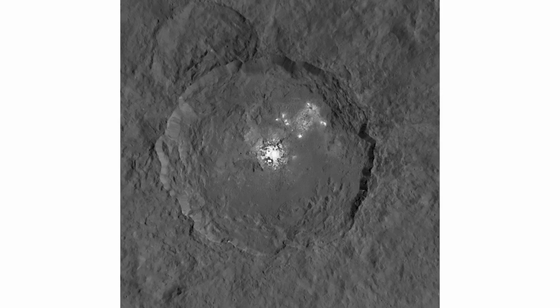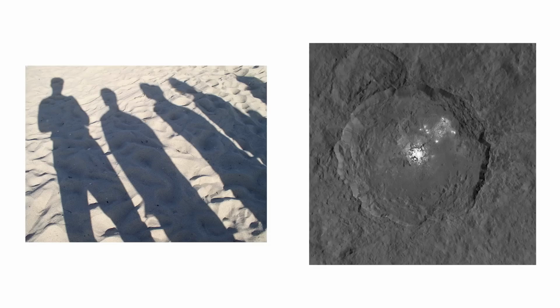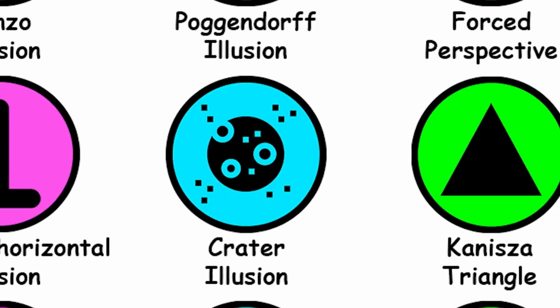Crater illusion. This illusion causes craters or other holes to appear as mountains or domes. One of the most accepted theories is that it's caused by our being accustomed to seeing light from overhead. Kanizsa triangle.